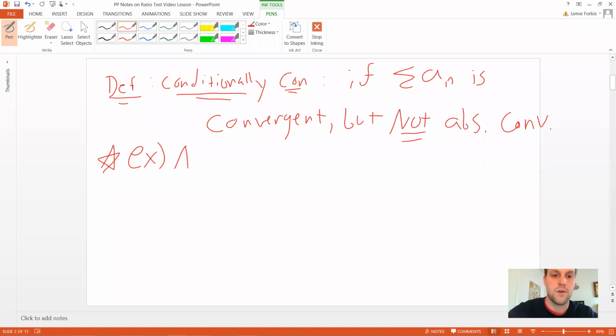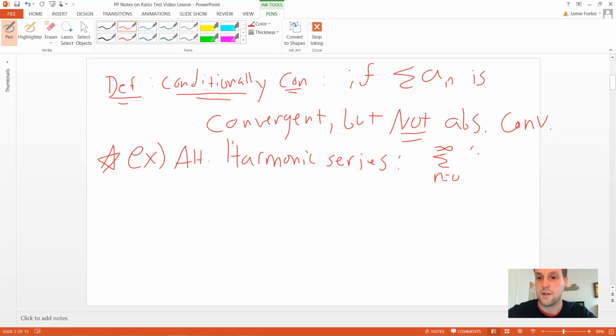How about the alternating harmonic series? The alternating harmonic series, if you remember, is just the summation n equals 0 to infinity of the harmonic series, 1 over n. The alternating harmonic series is -1 to the n over n. Now we showed yesterday, if you remember from our notes, using the alternating series test, that this is convergent.